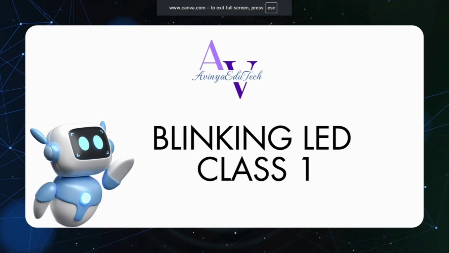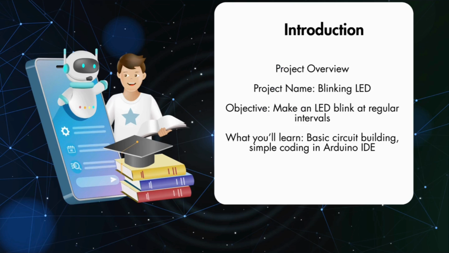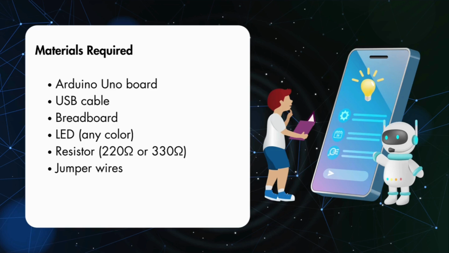Hello students. This is a video for the first class, which is the blinking LED project. The objective of the project is to make an LED blink at regular intervals. What you will learn is basic circuit building and simple coding in the Arduino IDE. Ensure that you have downloaded the Arduino software on your computer to do the coding.